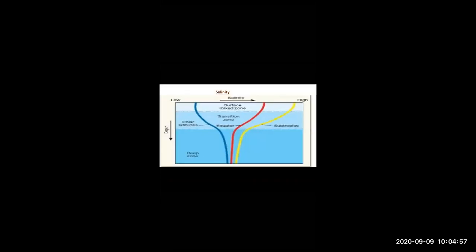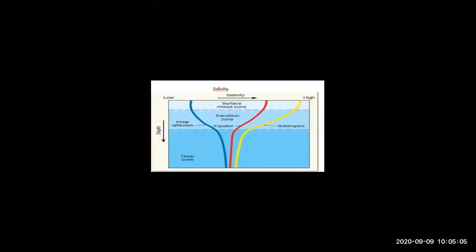So the supply of fresh water, and the third is salinity. In the sea water, where the rate of evaporation is more, what happens? The supply of fresh water and salinity is also high.